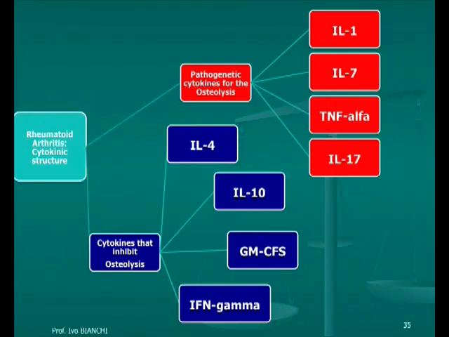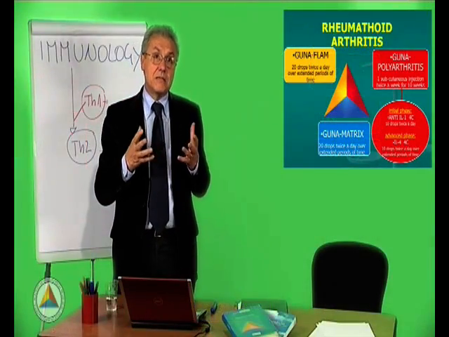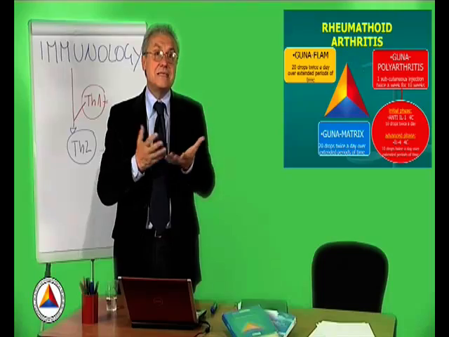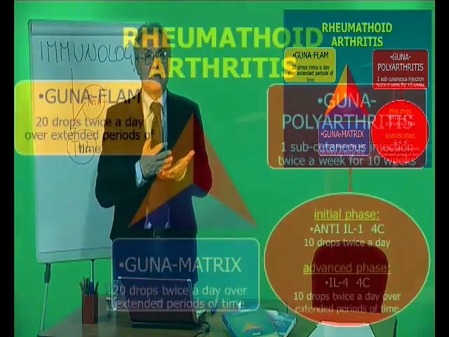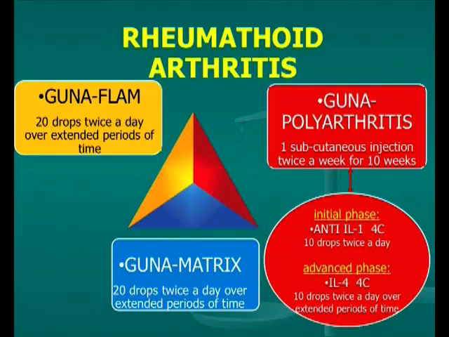What shall we use for this disease? It is essential to resort to injection treatment, subcutaneous injections of PRM drugs for infection. Among these, the one that stands out in the case of rheumatoid arthritis is Guna Polyarthritis. It would be ideal to take action right from the early stages of the disease, with one injection of Guna Polyarthritis once or twice a week at the sites of inflammation. As a basic drug, to be given orally, 20 drops twice a day. We shall use Guna Matrix even for considerable periods of time, and we shall obviously always associate it with Guna Flam.